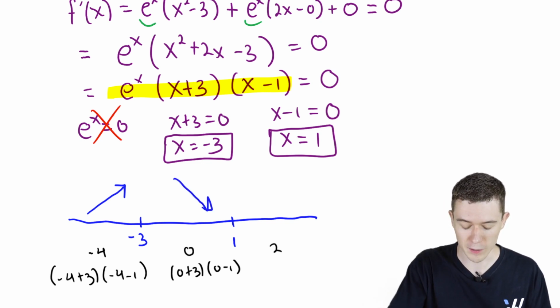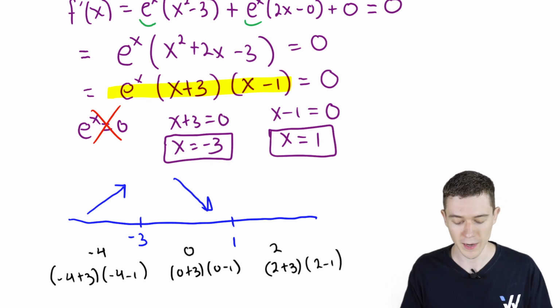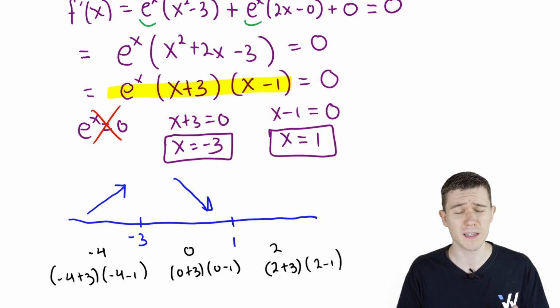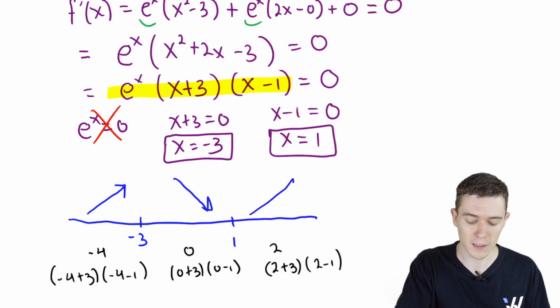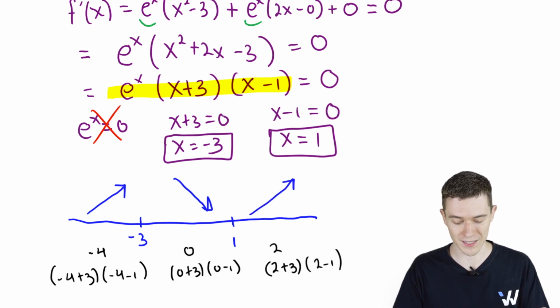One more time, let's plug in this last test value of 2. Maybe you can guess what happens here. We have 2 plus 3, 2 times minus 1. That's a positive number times a positive number. That's positive, and when our first derivative is positive, our function is increasing.